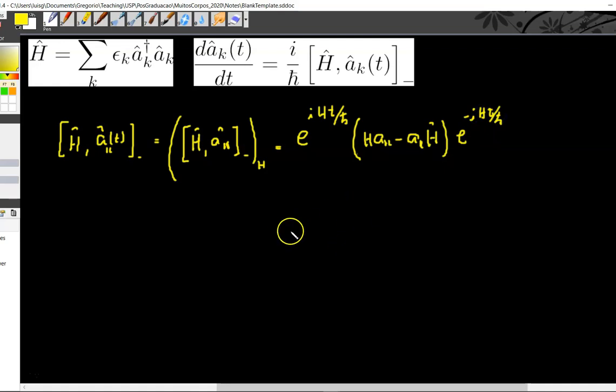Okay, all right, so let's calculate this first. So if I have H equals, let's choose another letter here instead of k. Let's take j, for instance: the sum over j of epsilon j, a_j dagger a_j. Now let's calculate this.